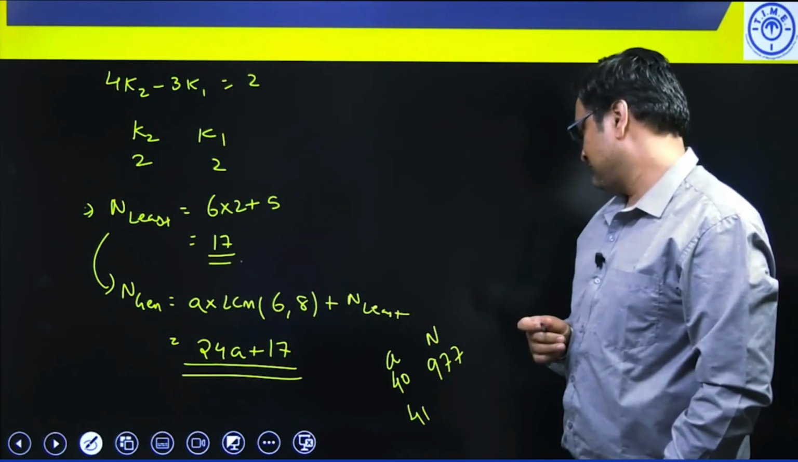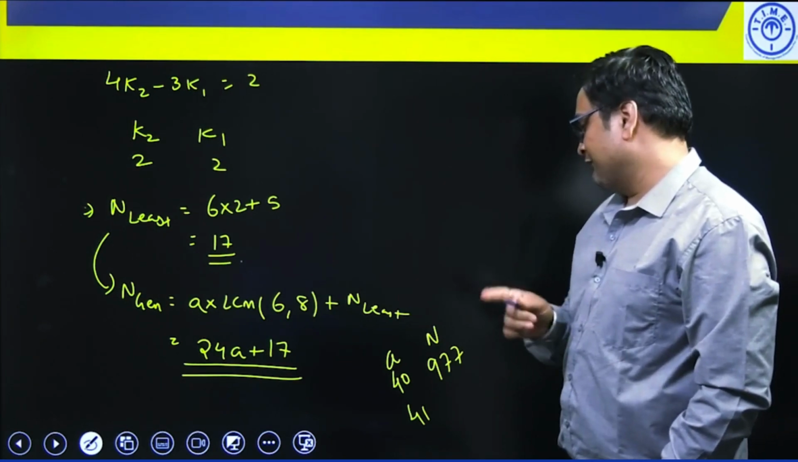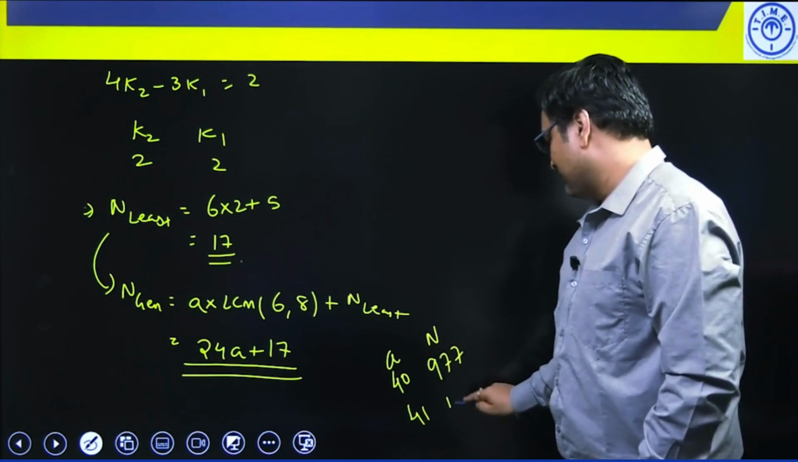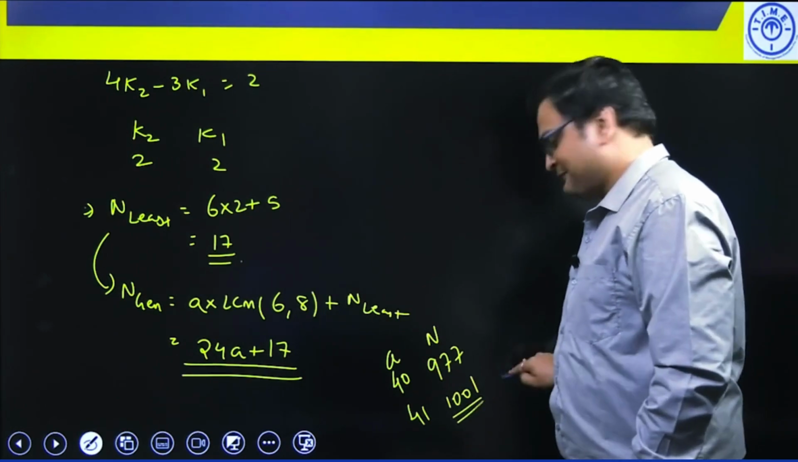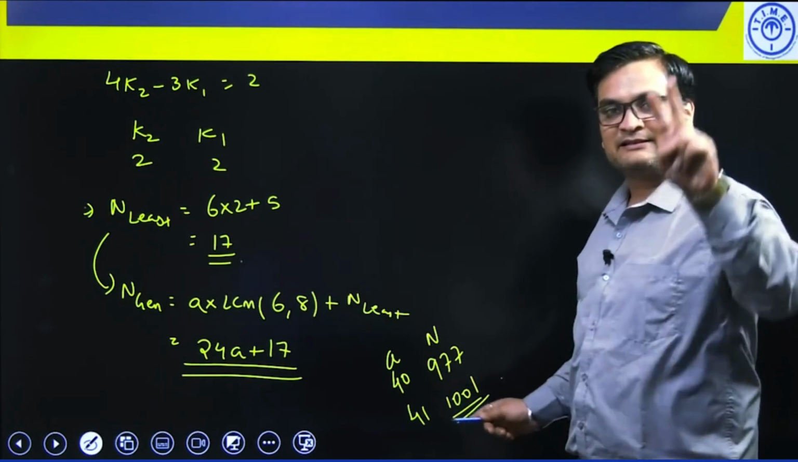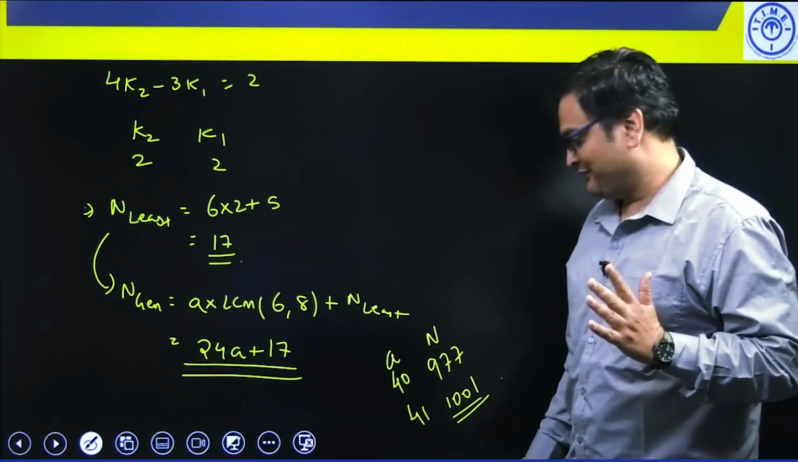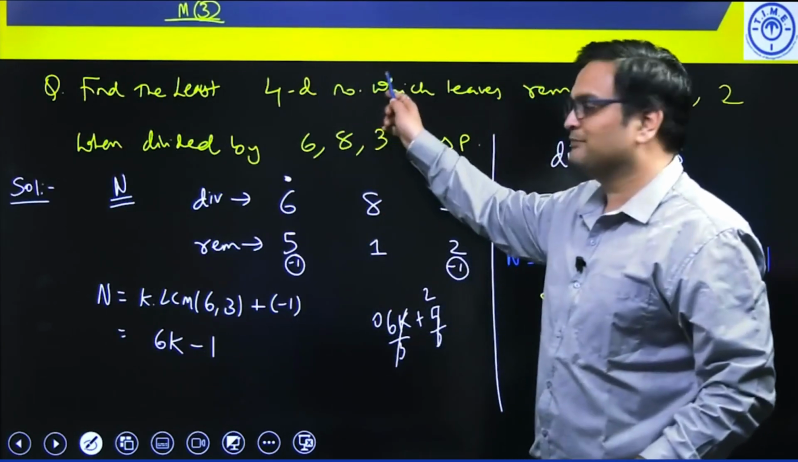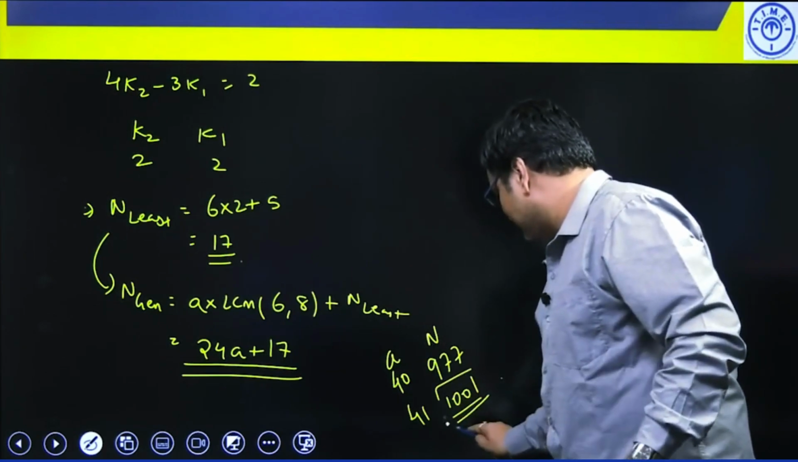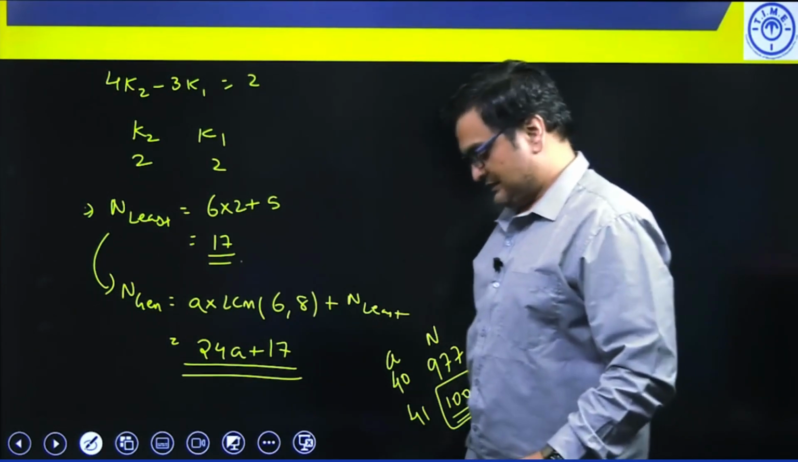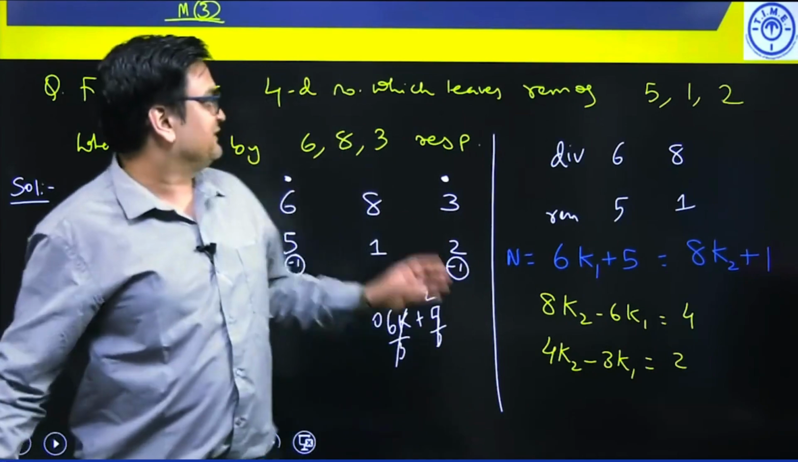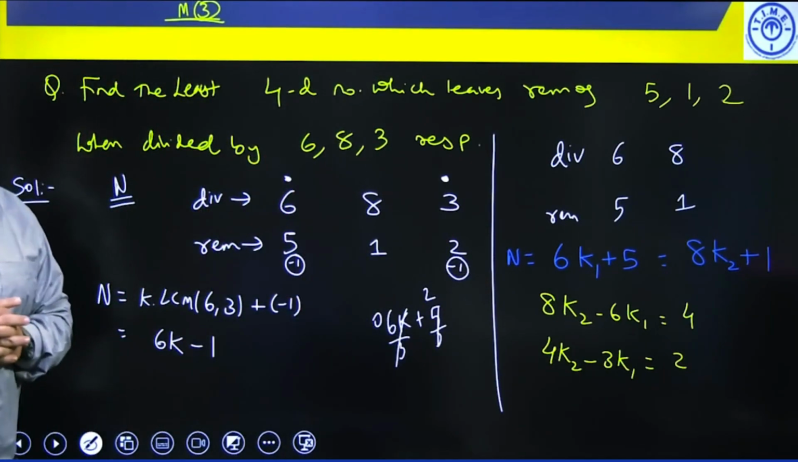960, 984 plus 17 is 1001. And can I say this is like the smallest 4-digit number that we have? So the question was smallest 4-digit number. My answer will be 1001. So thus, for this question, after this entire working out, my answer will be 1001.